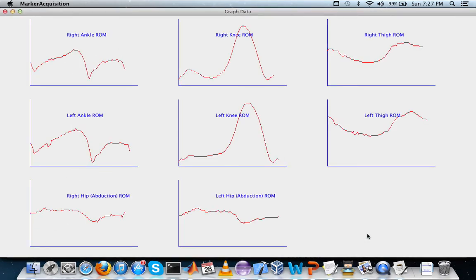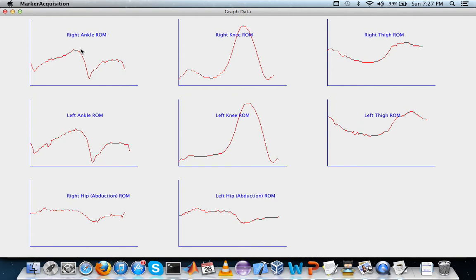The next thing that the program generates is a table of graphs. The first one is our ankle graphs, and these are actually generated extremely accurately with the calculations done so far. The right ankle range of motion is here, the right knee, the right thigh, and similarly for the left side, and then the abduction angles, which is the movement of the hip along the z-axis.